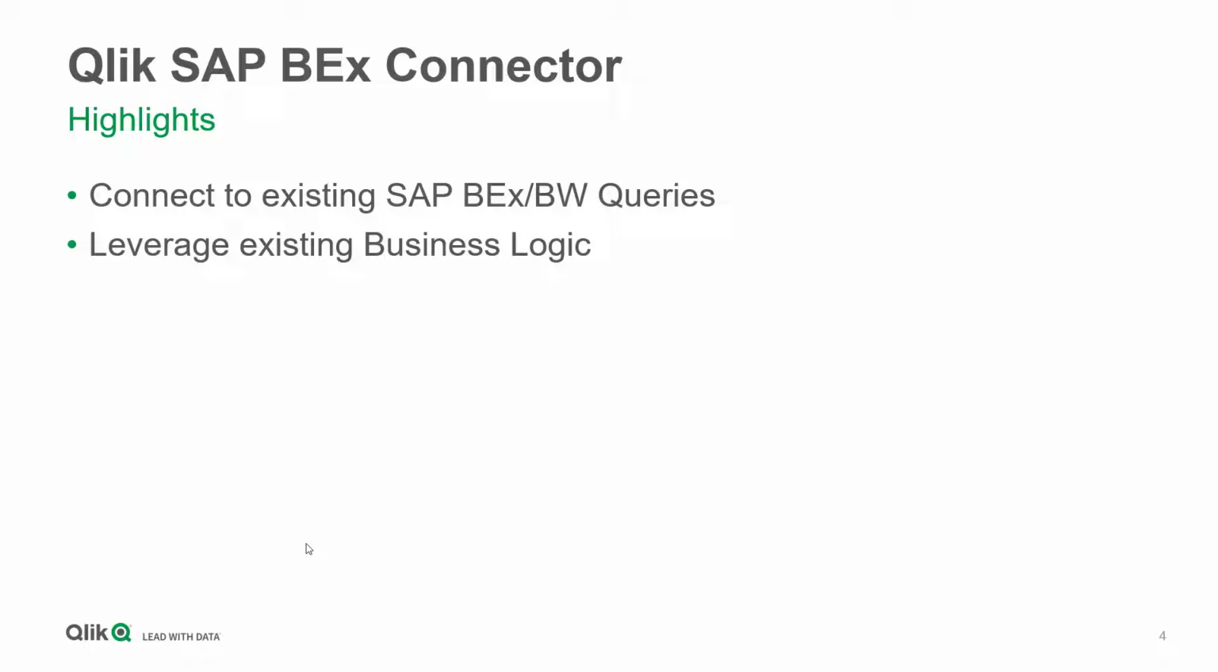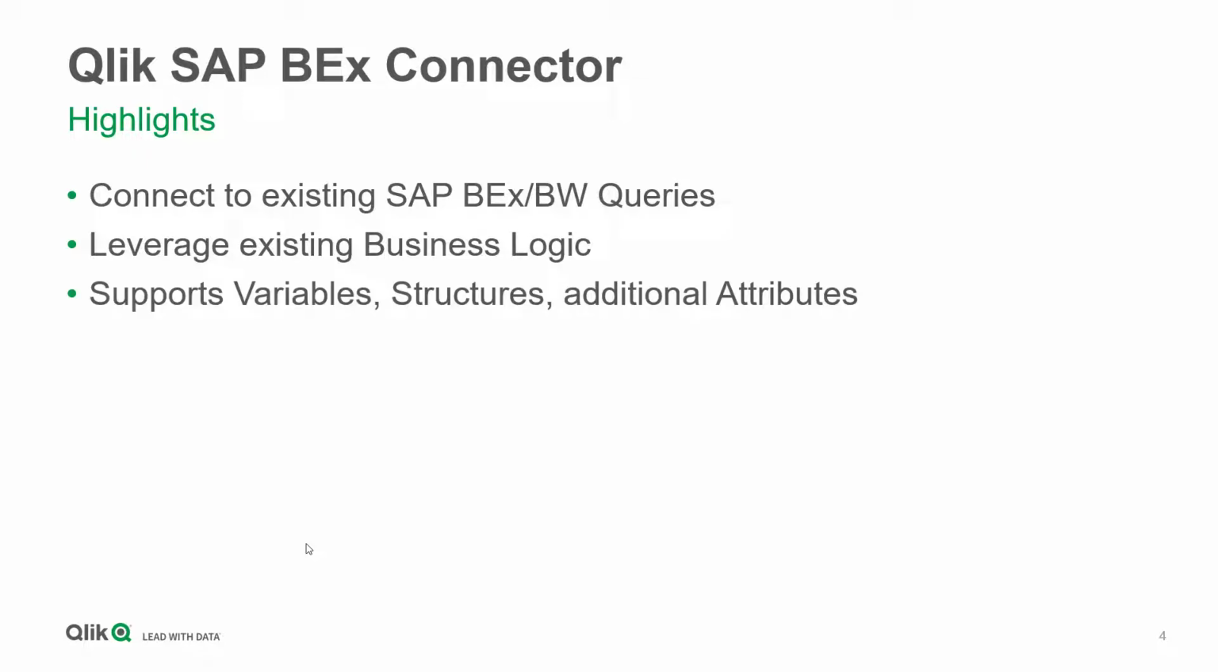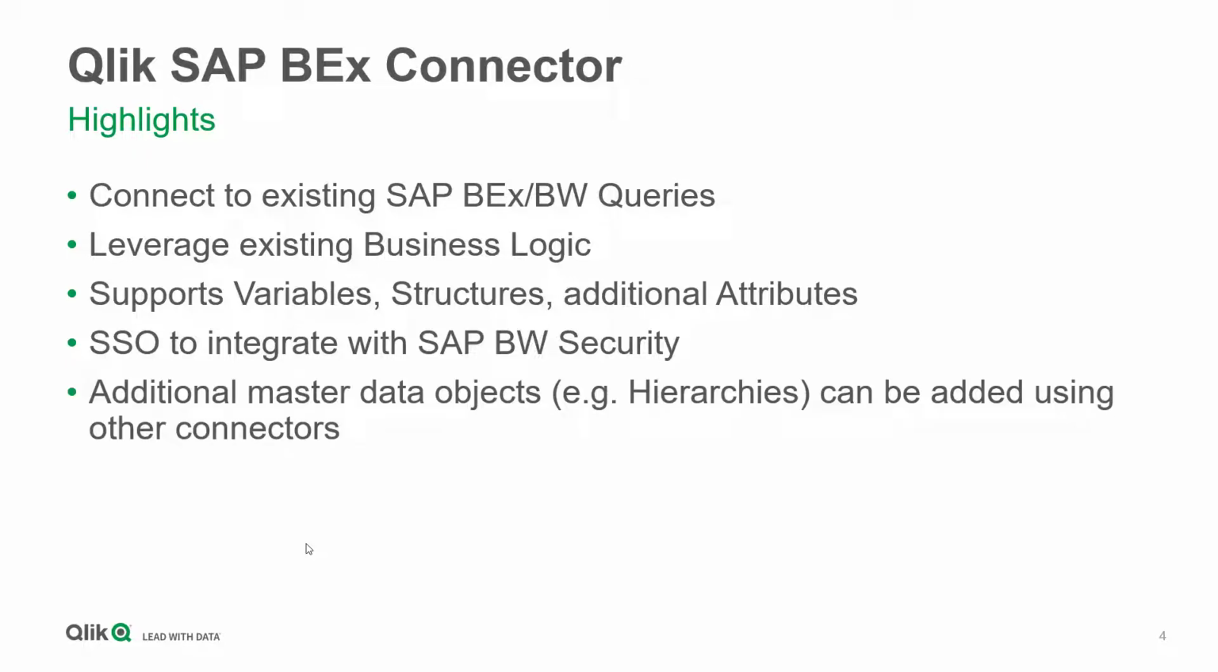In this context, of course, you have the chance to leverage the existing business logic. So if you have restricted key figures, calculated key figures defined within the queries, you can reuse them using our connector. The connector also supports variable structures and additional attributes that you typically use when designing BW queries. You can use single sign-on to integrate with the SAP BW security so that you only see the data that you're allowed to see. You can add additional master data objects like hierarchies by using other connectors from our portfolio.